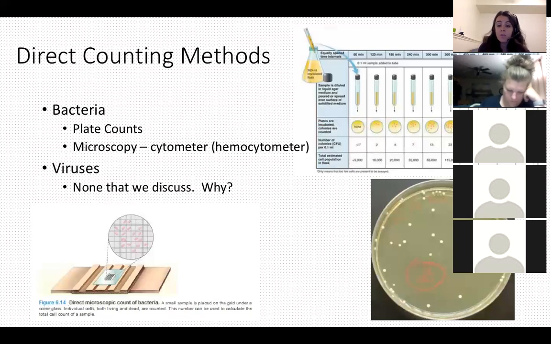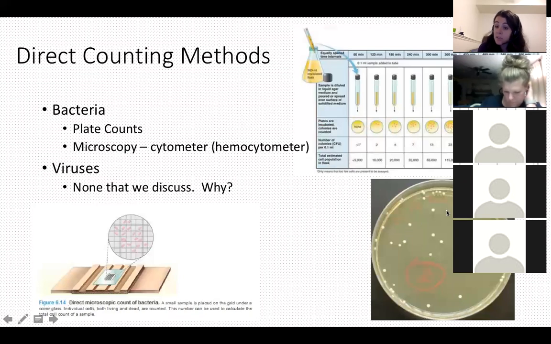We can also use plate counts, which is this cute picture down here, where we take a known amount of liquid culture and we squirt it on our plate, and we spread it around, and we let it grow, and then we count how many colonies we can see in these little spots, these little dots that we see here. These are colonies.